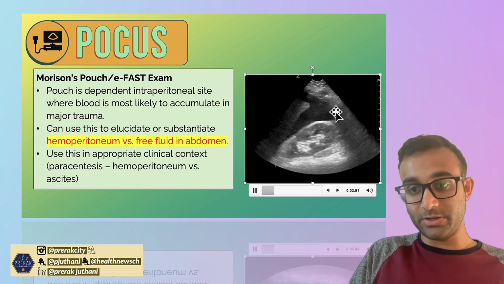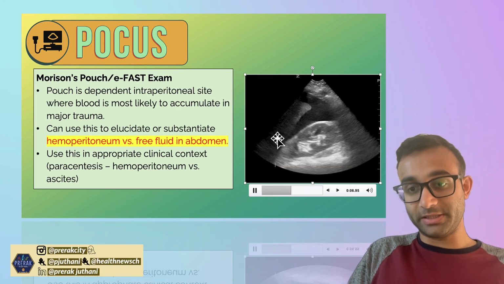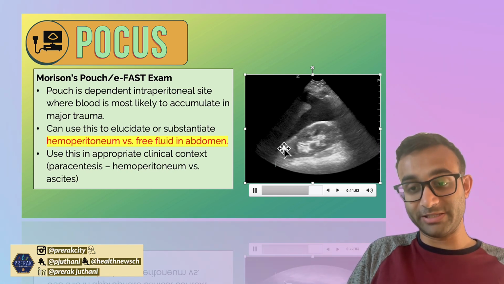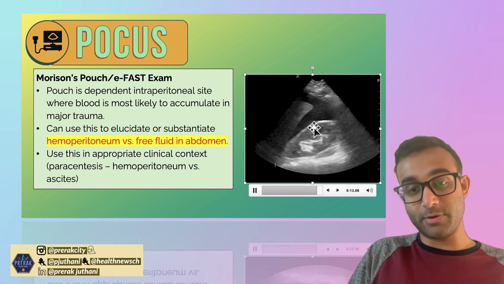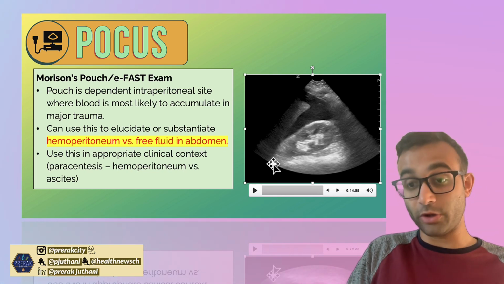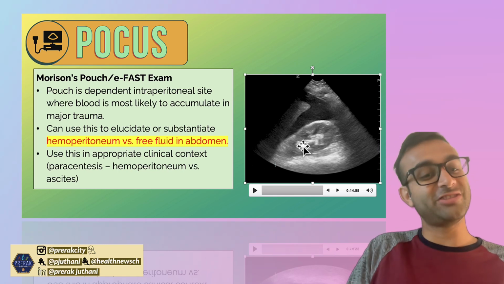And you can see here that you actually do have fluid, but that's anechoic and black. And this is the liver. So this is just a sign that you do have some intra-abdominal fluid, again, specifically in the Morrison's pouch. It could be hemoperitoneum. It could be free fluid. You have to put this all in the context. It could be chronic fluid. It could have always been there, or it could be new if you have serial exams.